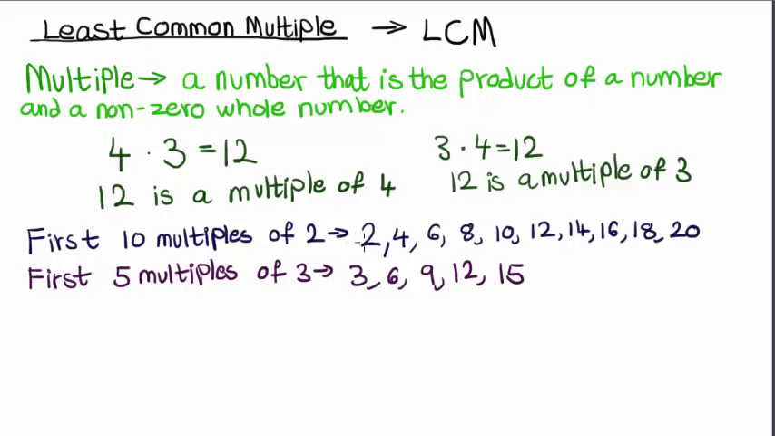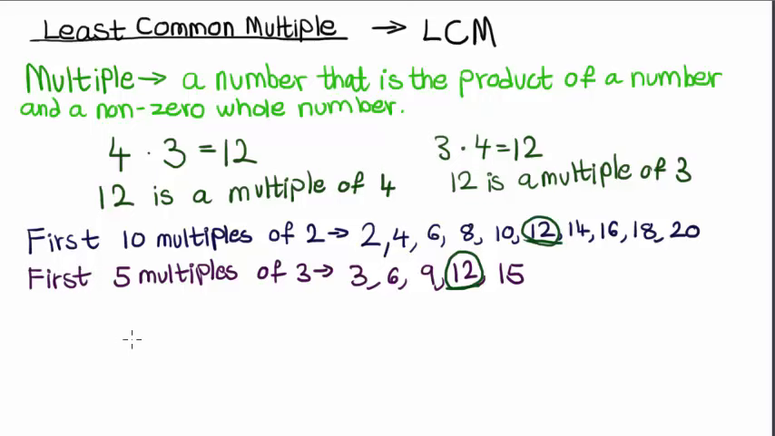So by just looking at these two rows of multiples over here, if I ask you to find the common multiple between the number 2 and the number 3, you could say that one of the common multiples between these two numbers is the number 12. But sometimes a common multiple may not be the least common multiple between any two numbers.